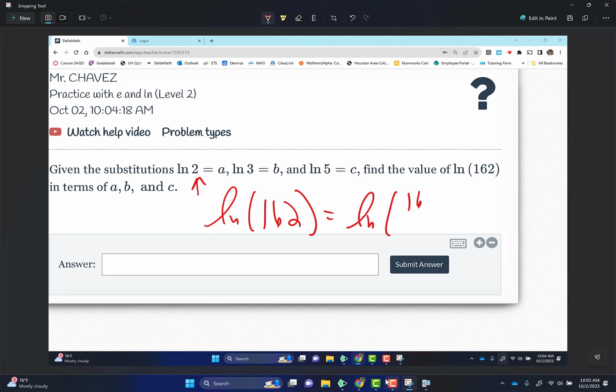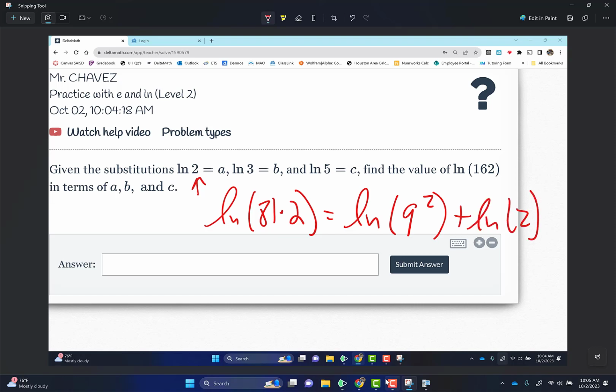ln of 162, well, I'm going to write it as, what did I say I was going to write it as? Oh, yeah. I'm going to write it as 81 times 2, because that's the same thing as 162, yes or no? So then I'm going to rewrite this as ln of 9 squared plus ln of 2, because I'm using the product rule, because there's a multiplication there. Cool or not cool? And then look at this. You see that? I'm going to move that 2 to the front.